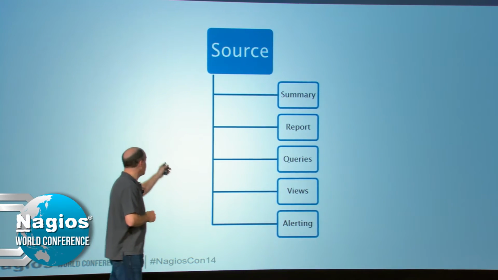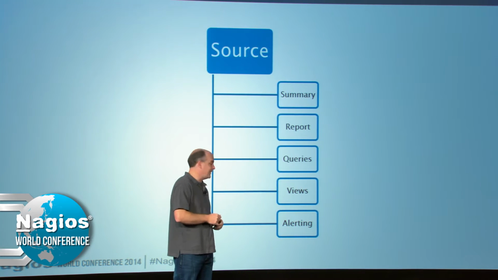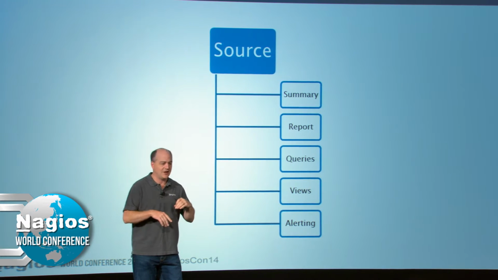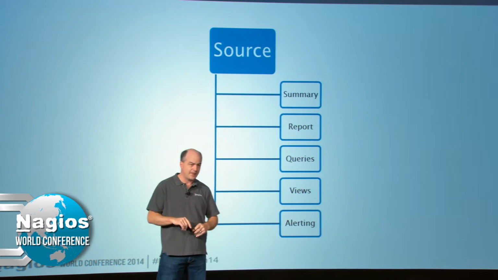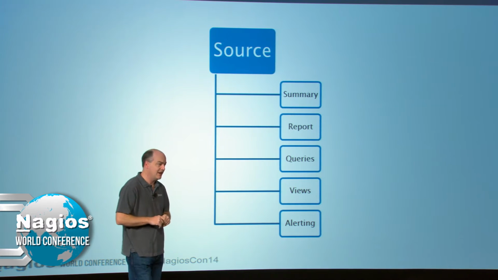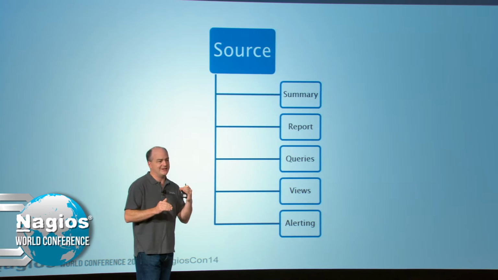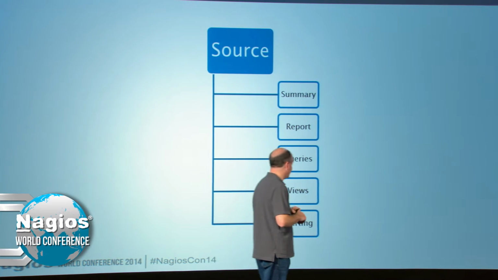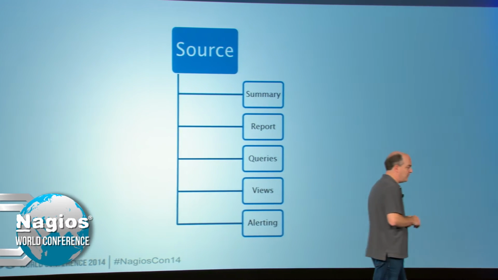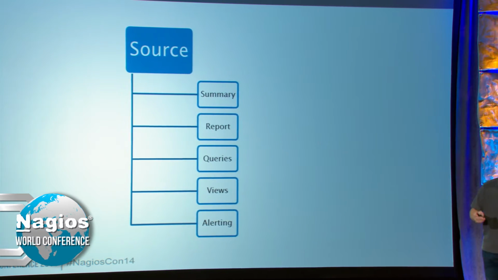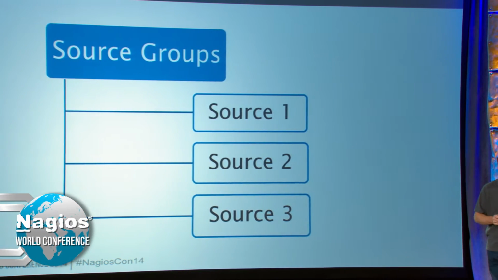For each of your sources, there's 5 tabs. When you're looking at an individual source, you have a summary overview, and then there's some reporting capabilities for each of your individual sources. The ability to drill in and query the information on the individual source. And then we have a concept of views, which we'll cover in just a moment, and alerts for each source.